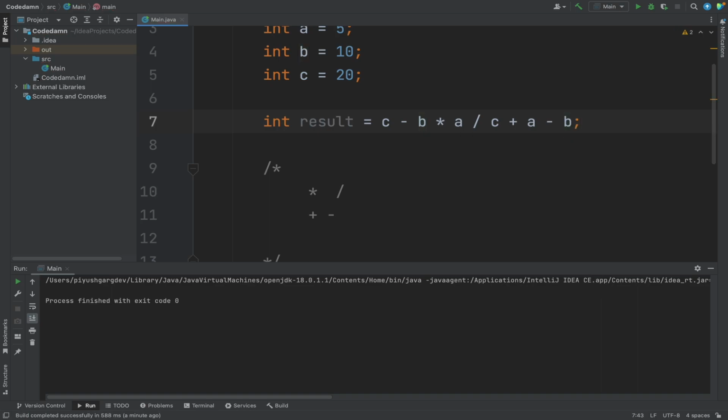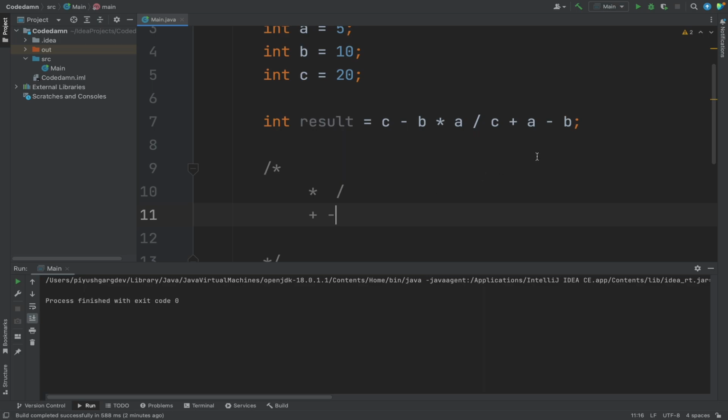Now this is an expression, and just now I told you that all the expressions move from left to right. So what a beginner will do is first try to subtract these both, then whatever result comes, multiply by a, then divide by c, then add a and then subtract b. Left to right means that. But that's not the case here. When we have operators like plus, minus, multiply, divide, order of precedence matters in the left to right sequence as well.